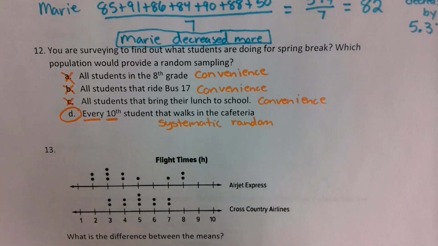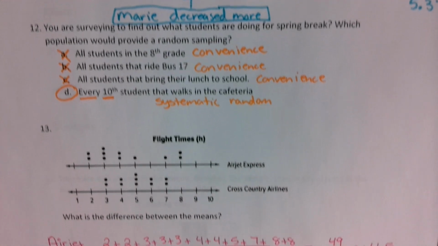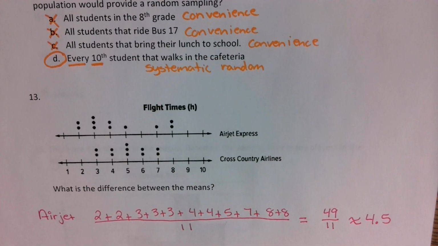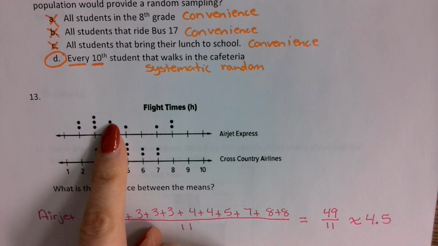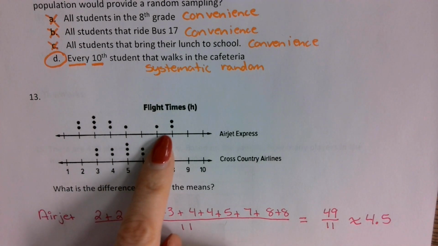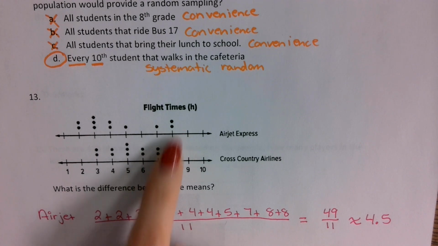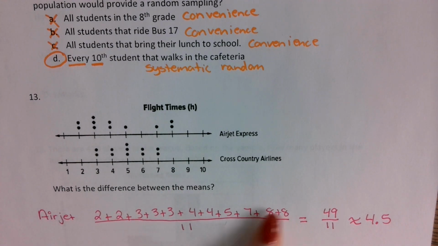Okay, so for the airjet, if you add them all together, remember we've got 2 plus 2 plus 3 plus 3 plus 3, because there's our 3's, plus 4 plus 4, plus 5, plus a 7, plus 8 plus 8. There's our data set. We add all that together, we get 49. There's 11 numbers, so we divide it by 11, and that's going to come out to 4.45, or 4.5 if you round it.